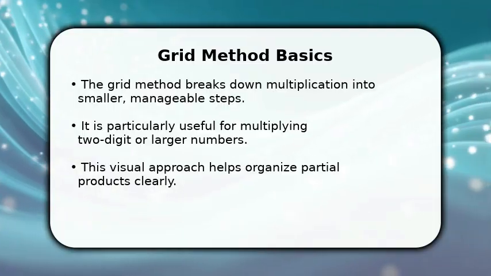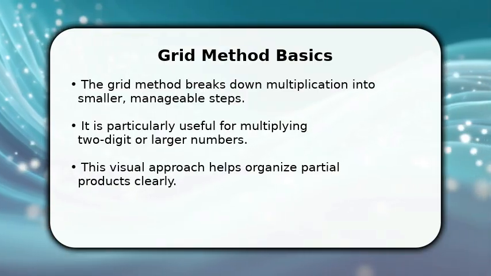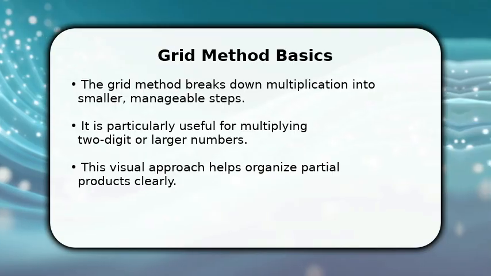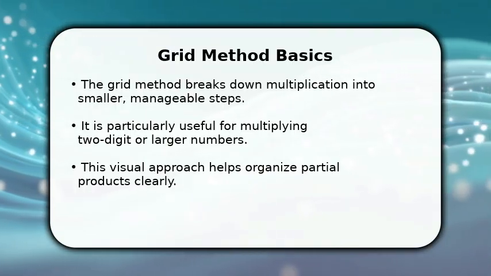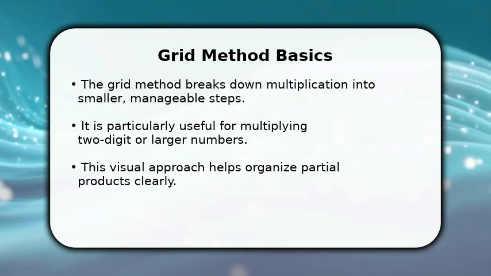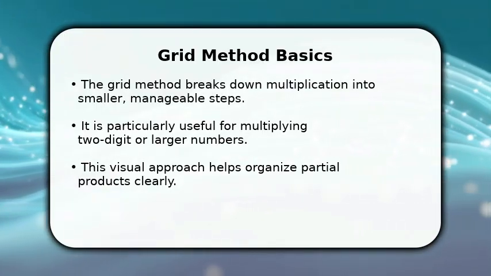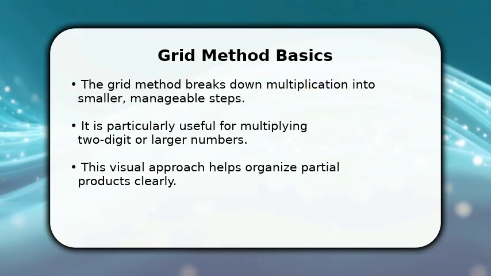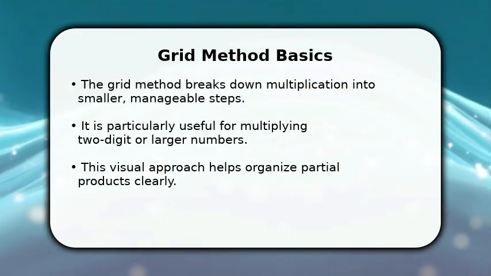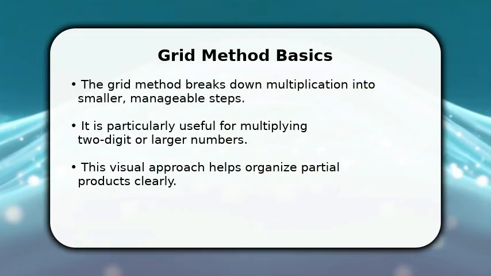In this video, I will explain how to calculate the grid method. First, you will draw a grid based on the number of digits in your factors. For example, for a 2-digit by 2-digit multiplication, you will create a 2 by 2 grid. Then, you will write each number in expanded form across the top and down the side of your grid. This sets up the problem for easy calculation.